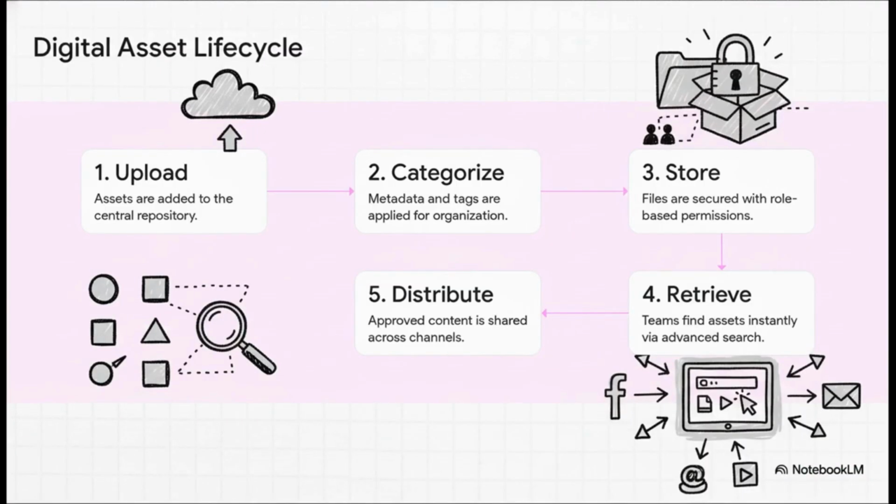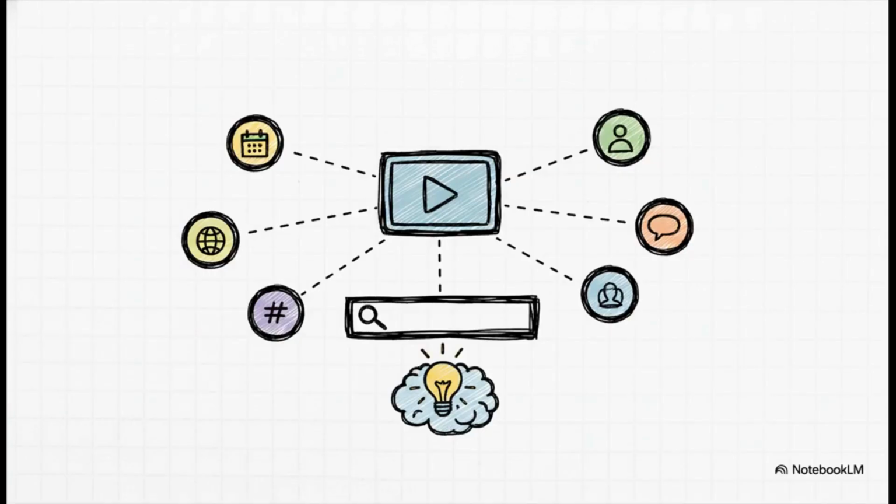First, it gets uploaded to that central library. Then it's categorized with all this useful data that makes it super easy to find. It's stored securely, with permissions so only the right people can touch it. From there, your teams can find it in seconds, literally. And finally, the approved final version gets distributed out to all the channels where it needs to go. The whole point of this process? Max speed, minimum risk.